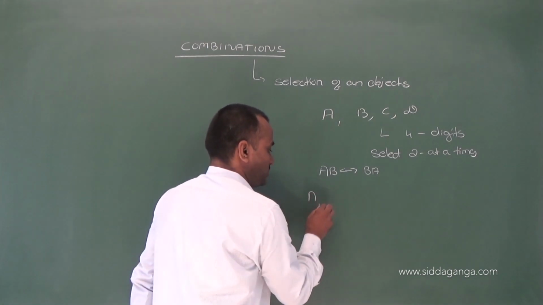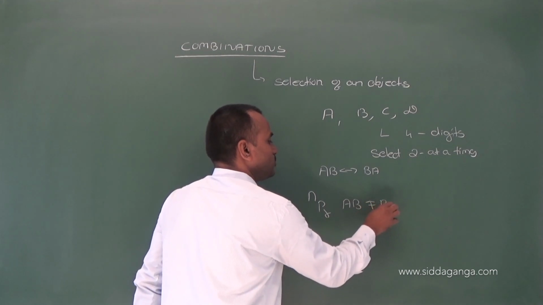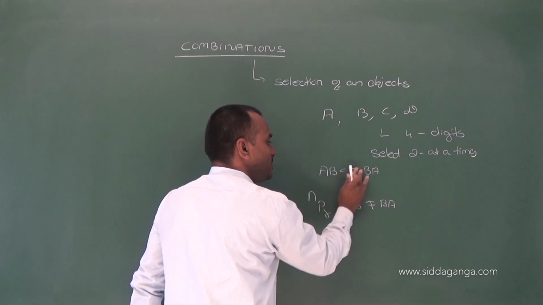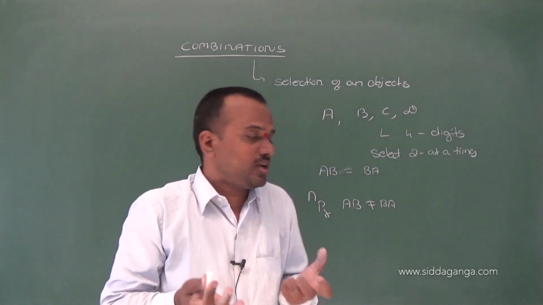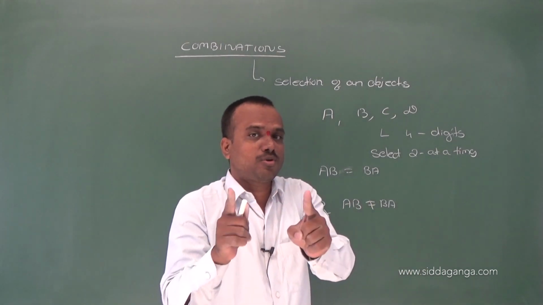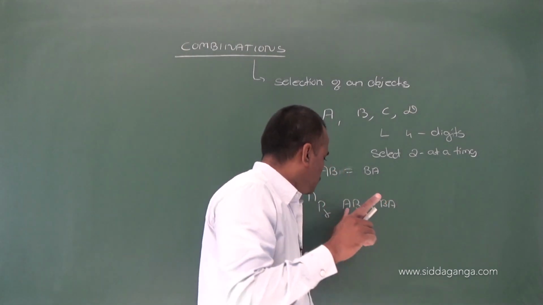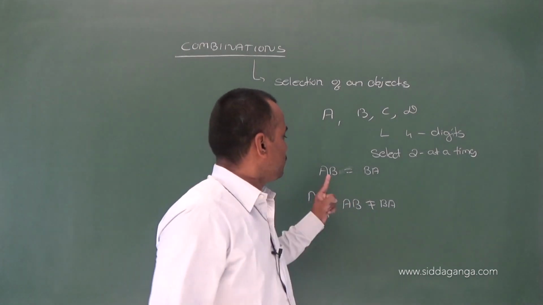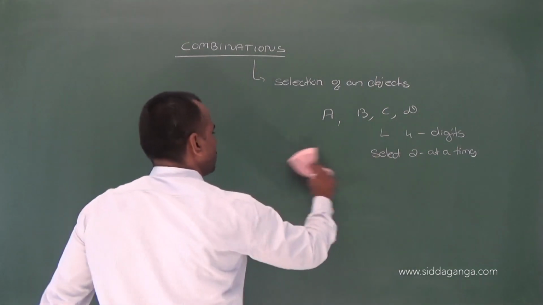In the permutation, AB is not equal to BA. In the combination, AB is equal to BA. Both are same because we have to select. Here we have to arrange. Very important concept. In the permutation, arrangement position is very important. In the combination selection, position is not important. So combination means selection.